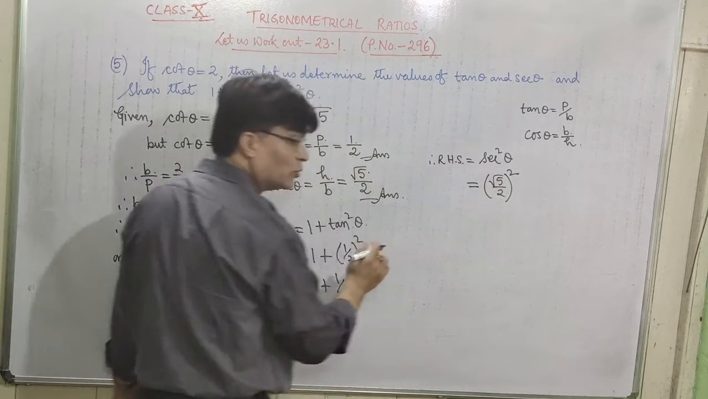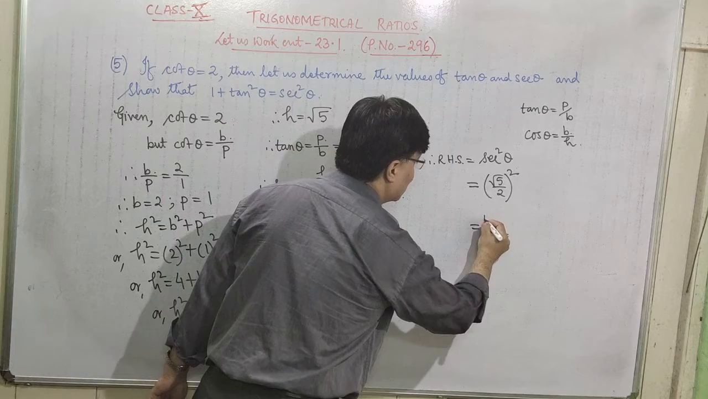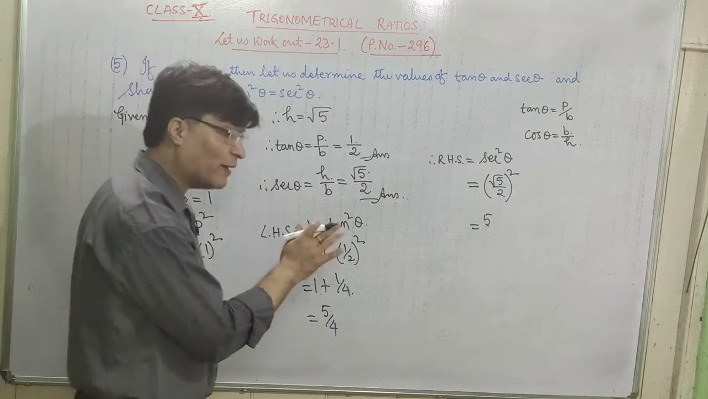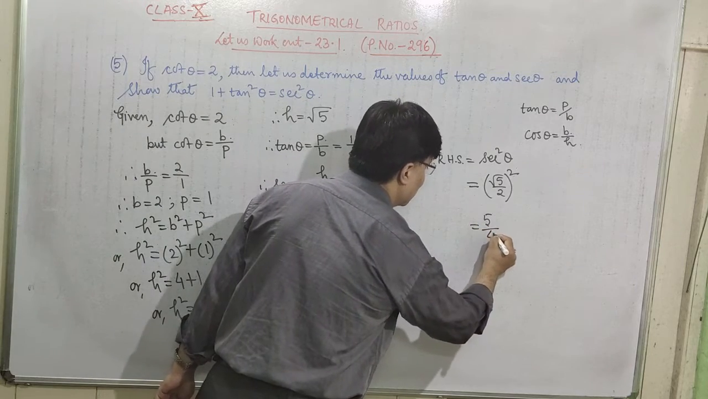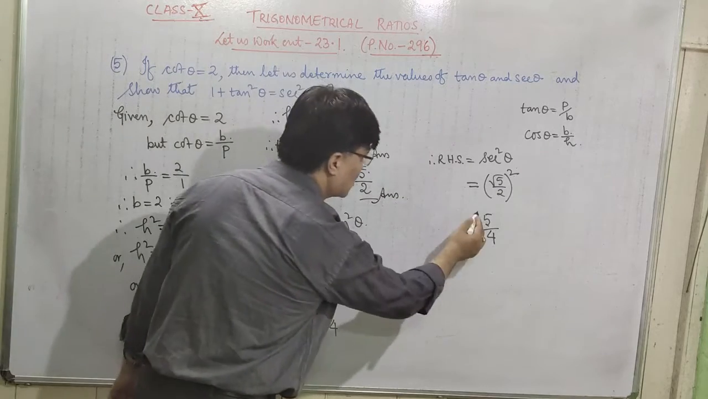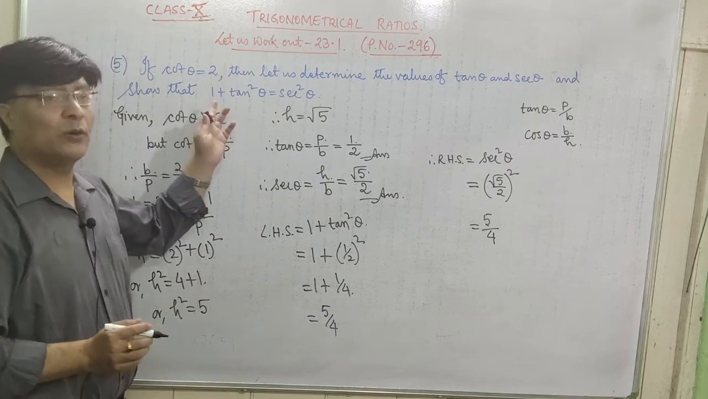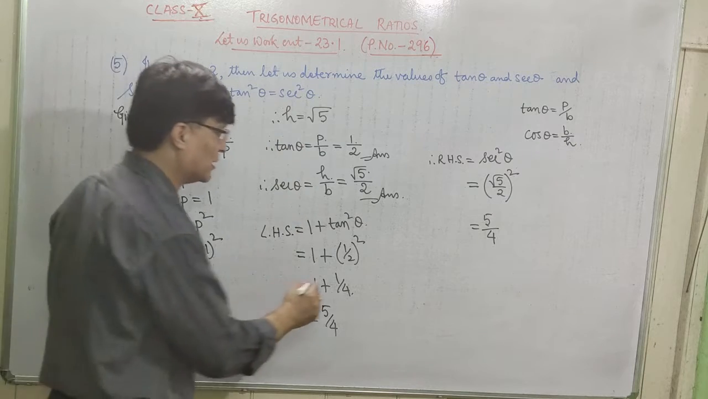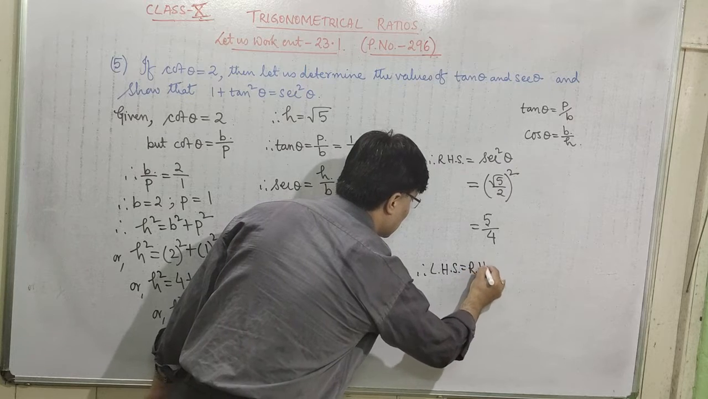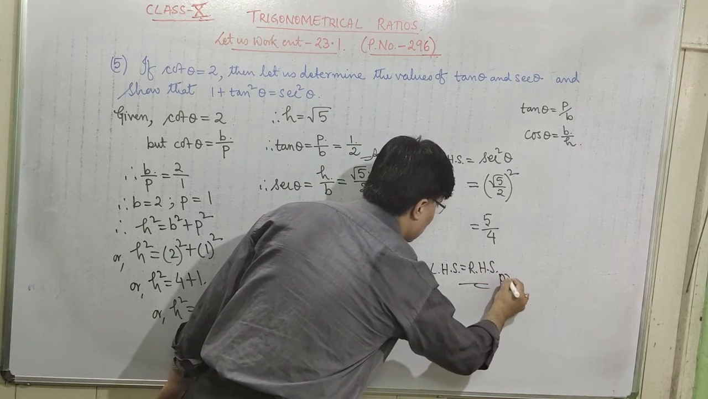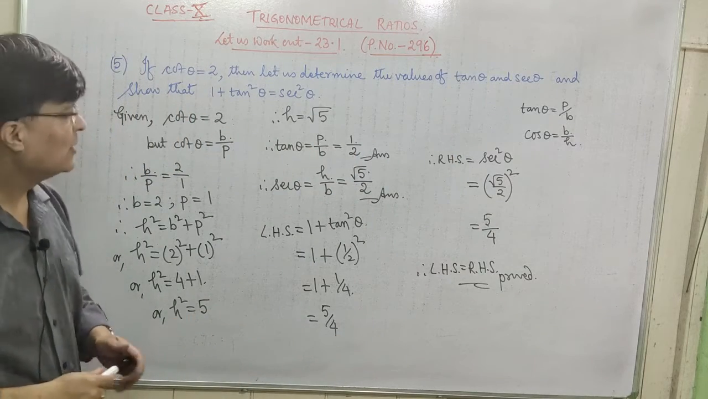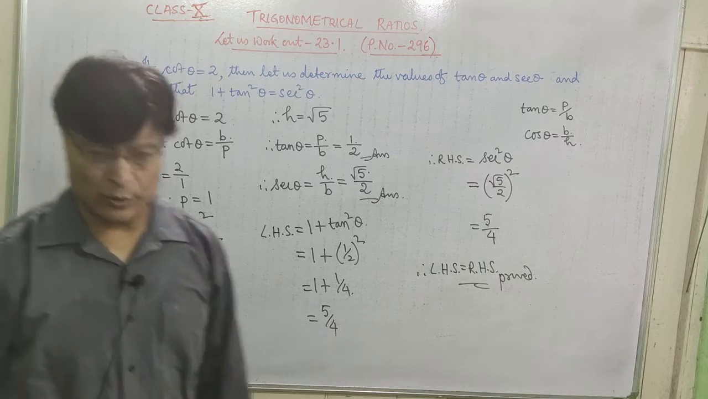So next, what will you do? What is root 5 whole square? You know that this is 5. Root 5 into root 5 is root over 25, which is 5, divided by, what is 2 square? That is your 4. That is, LHS is equal to 5 by 4, and RHS is also 5 by 4. That means we have proved that 1 plus tan square theta is equal to sec square theta. Therefore LHS is equal to RHS. So it is proved. I think you have understood it. Okay, so you can copy it. Now we'll do the next question.